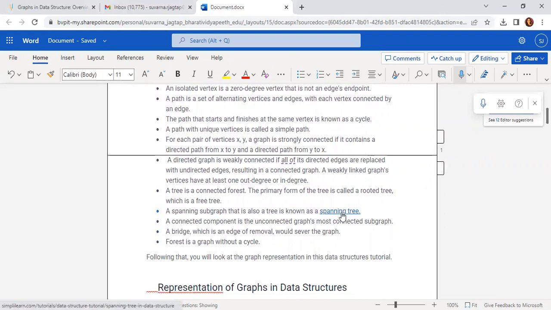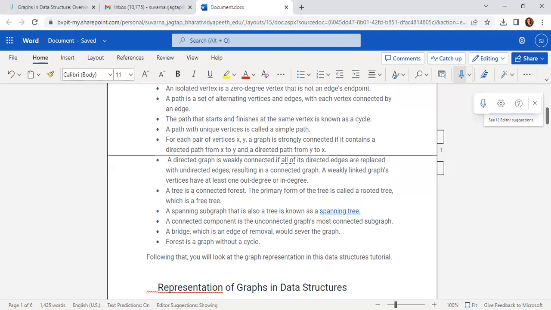A spanning subgraph that is also a tree is known as a spanning tree. A connected component is the largest connected subgraph of an unconnected graph, and a bridge is an edge whose removal will sever the graph. A forest is nothing but a graph without cycles.